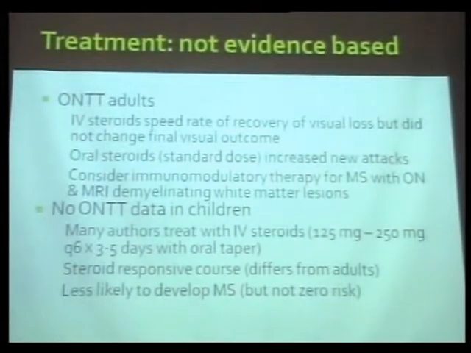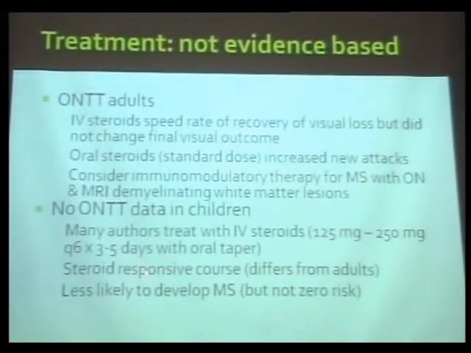Again, not evidence-based, okay? In the ONTT, I told you IV steroids speed the rate of recovery, oral steroids increase new attacks, I don't give it. And then I would consider immunomodulatory therapy based on CHAMPS, ETOMS, and the other studies that have been done for demyelinating disease. In children, we do not have an equivalent to CHAMPS and ETOMS, but many authors, including myself, will treat these patients with intravenous steroids, especially if their head is full of ADEM lesions. I don't know whether it makes a difference or not, but I do.